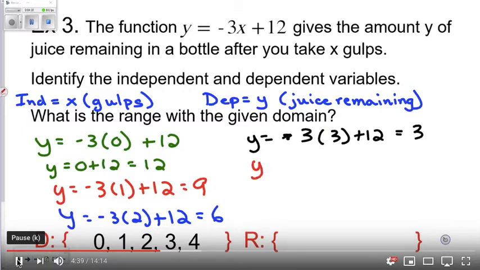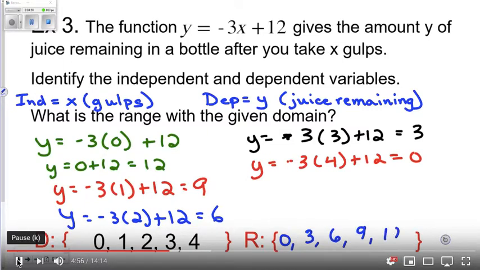And then finally we're going to plug in the 4. So we have negative 3 times 4, plus 12. Negative 3 times 4 is negative 12, and negative 12 plus 12 is 0. So then you just want to put them in order from least to greatest. 0 was the smallest, then 3, 6, 9, and finally 12.